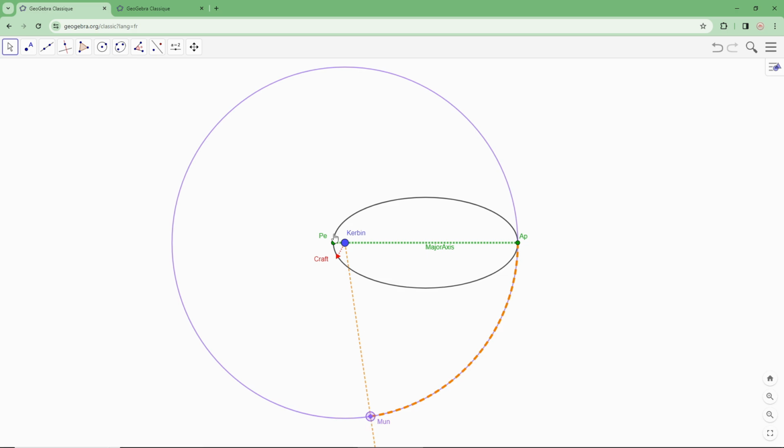And you also know the period of the Moon's orbit, and you know the velocity of the Moon. So you are able to calculate the distance from that point to the apoapsis. For example, here, let's say my craft needs 3 hours to go from that point to that point. I know the velocity of the Moon, so I'm able to calculate what is the distance the Moon travels in 3 hours?